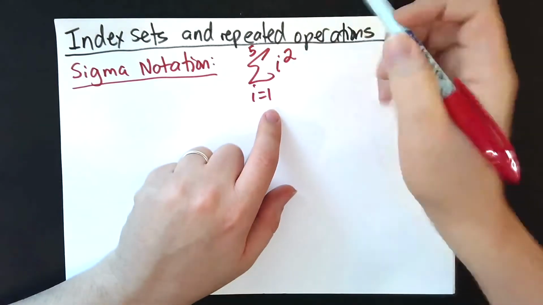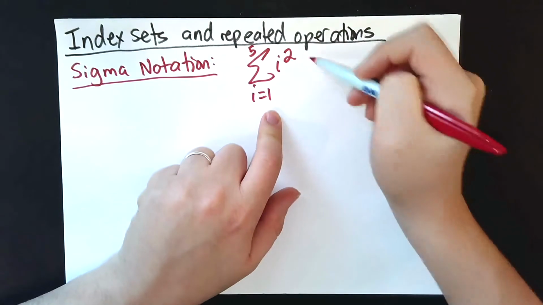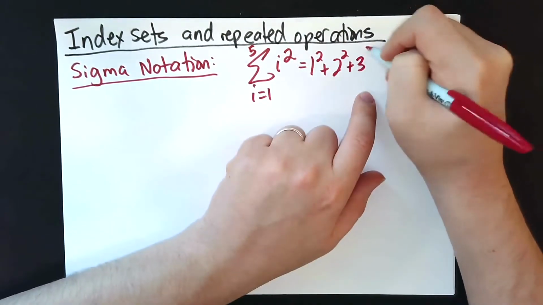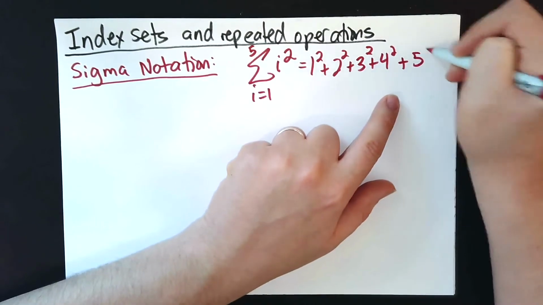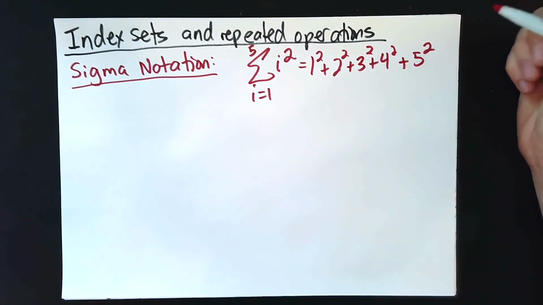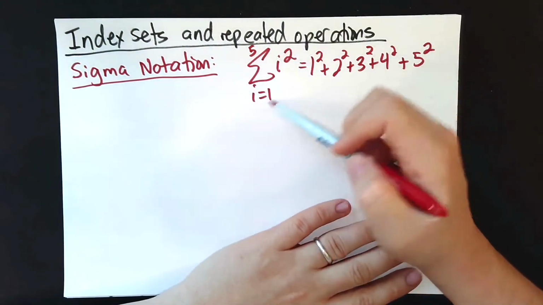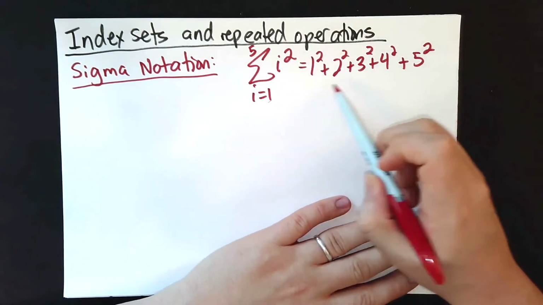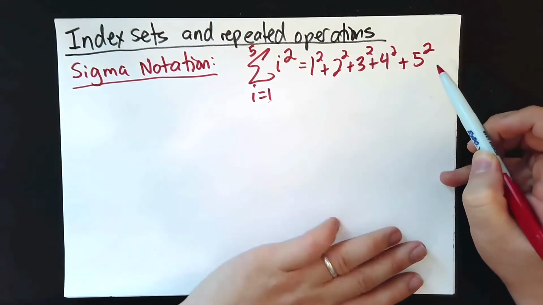Well, the sigma notation says start at i equals 1 and then work your way up to i equals 5. So you'll get 1 squared plus 2 squared plus 3 squared plus 4 squared plus 5 squared. And so sigma notation here is just a way for us to write this out more compactly.